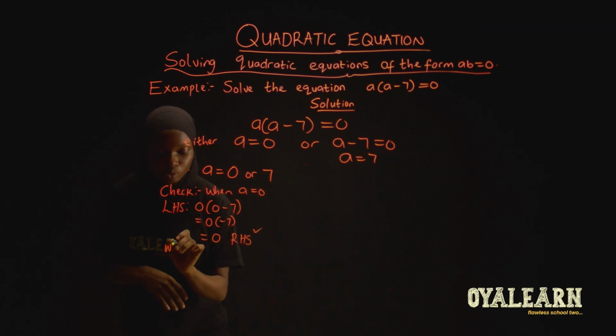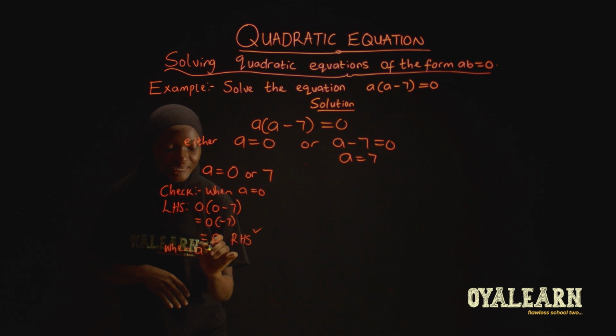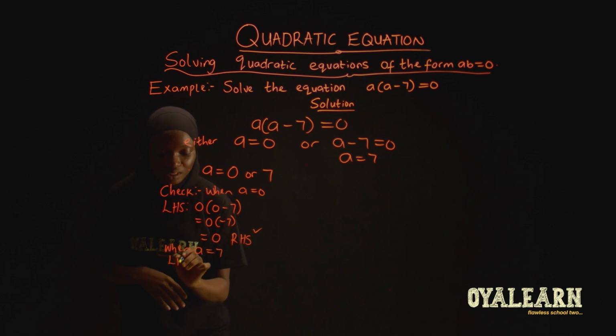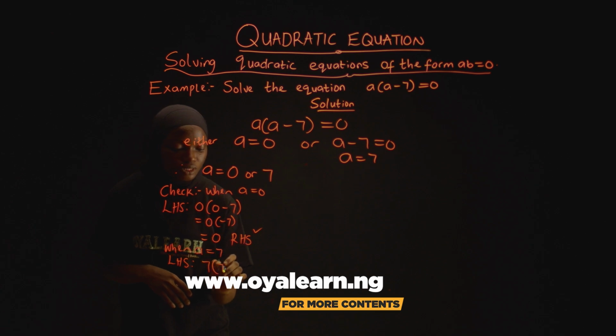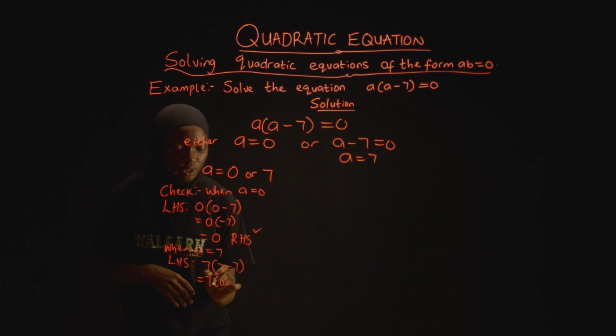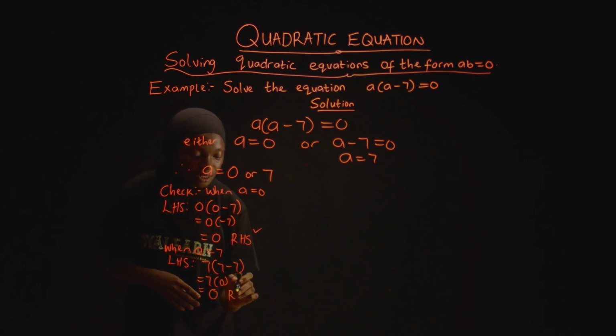Also, when a equals 7, from the left hand side, we have 7 into 7 minus 7, which gives us 7 into 0. And this means 7 multiplied by 0, which gives us 0, and which gives us the right hand side. So that means we are correct.